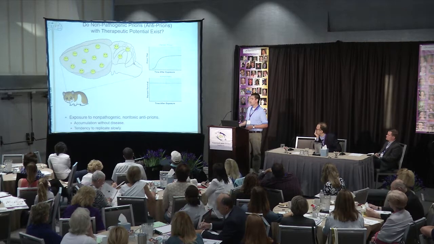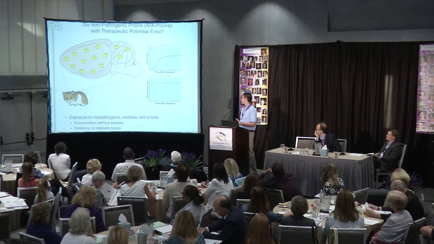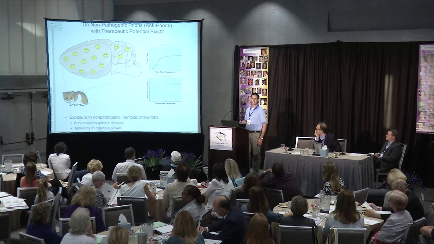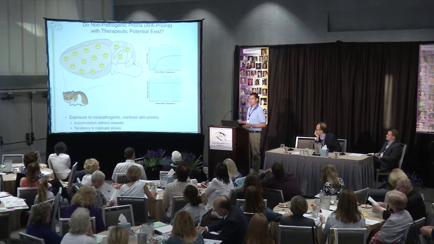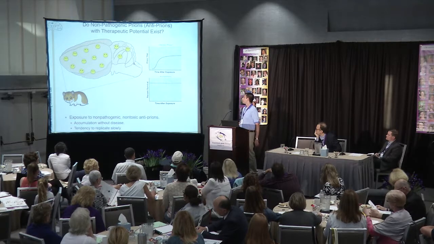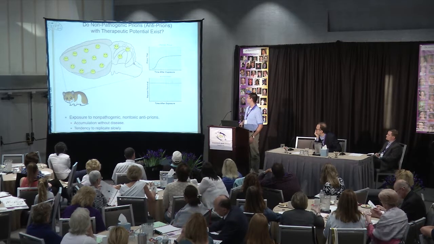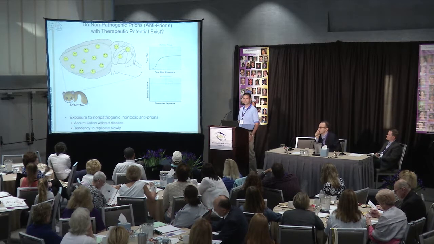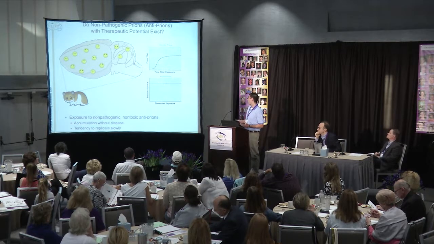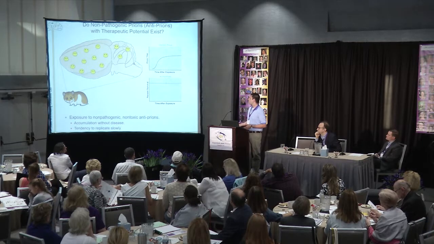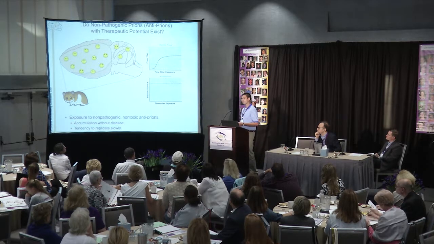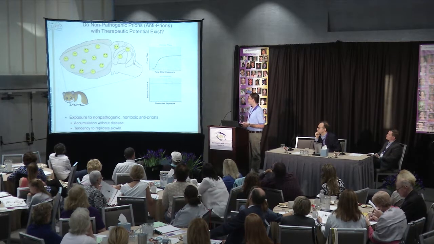So for this particular project, what we're hypothesizing are two things. First of all, we believe that non-pathogenic prions exist, prions that never cause disease, and prions that never cause toxicity. We also believe that these non-toxic, non-pathogenic prions can treat pathogenic prions. Since we want to use them as a therapeutic, I'll refer to them as antiprions.